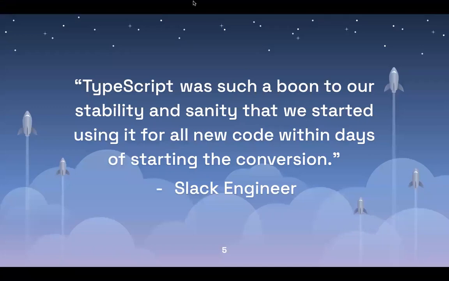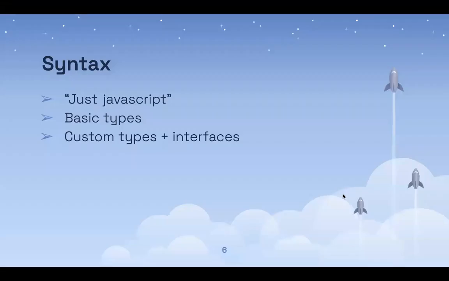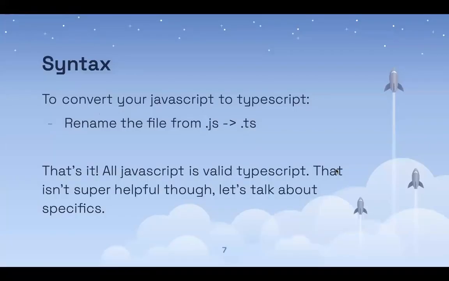So there's actually a great article. I'll probably send it out or something after this meeting that you can read if you're interested in how Slack converted their code base, but it's definitely an interesting read. Yeah, so the syntax, there's kind of three things you need to know, is that it's just JavaScript. At the end of the day, all valid JavaScript is valid TypeScript. And then we'll go over some basic types and then custom types and interfaces. So yeah, let's get started.